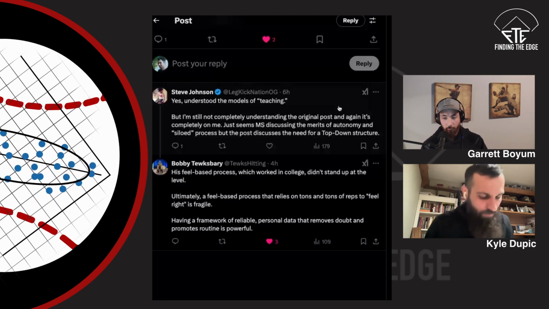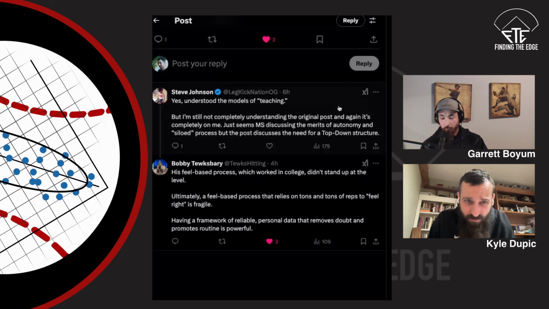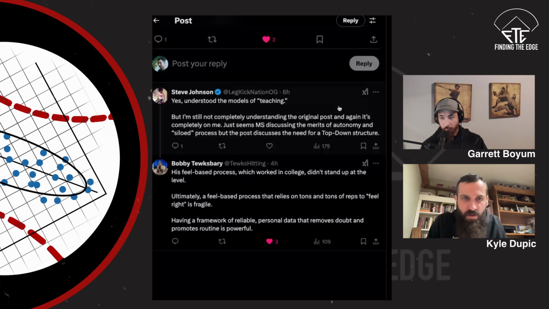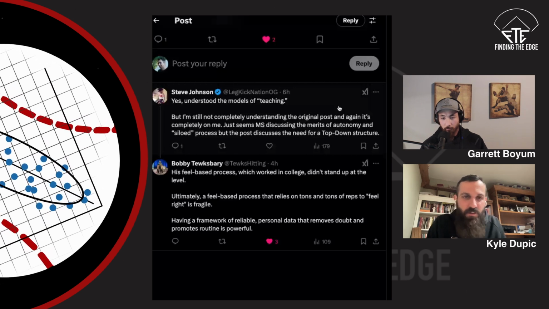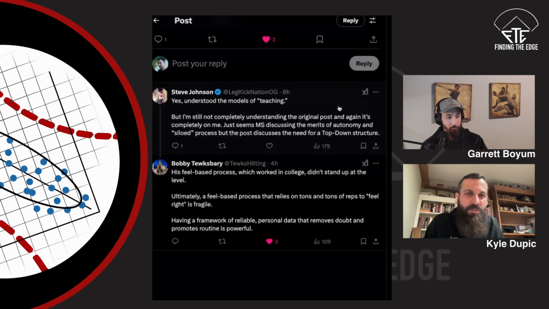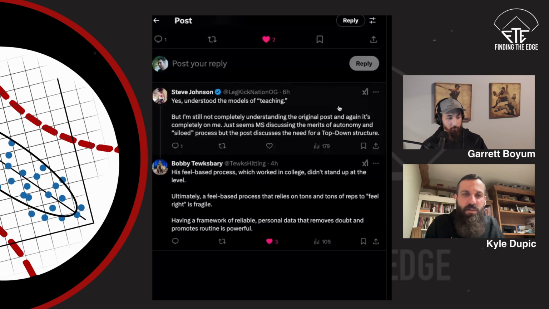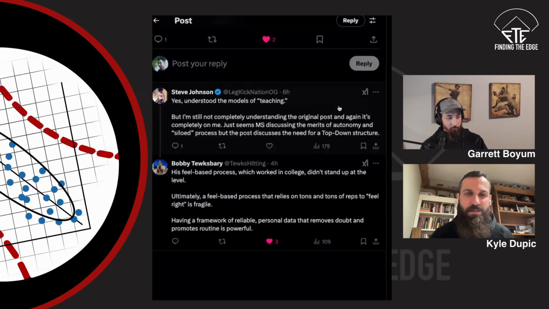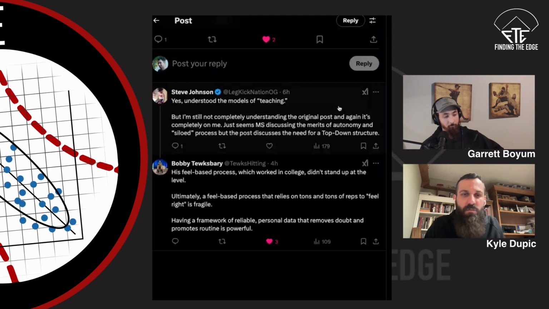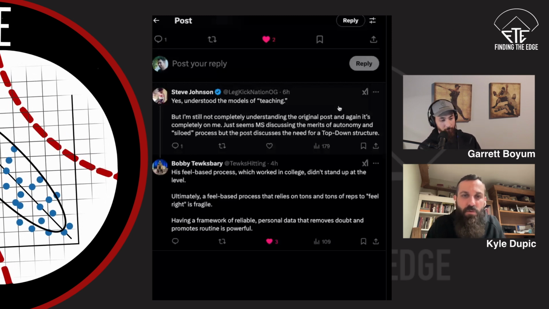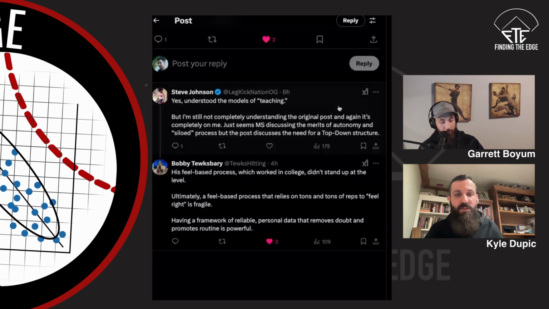That makes sense. Yeah. I mean, you acknowledged an important point that closes out the tweet thread there. I appreciated that Bobby's field-based approach, which worked in college, didn't stand up at the next level that he was playing at. Ultimately, a field-based process that relies on tons and tons of reps to feel right is fragile. Having a framework of reliable personal data that removes doubt and promotes routine is powerful. And I appreciate that. I think that's a good thought.